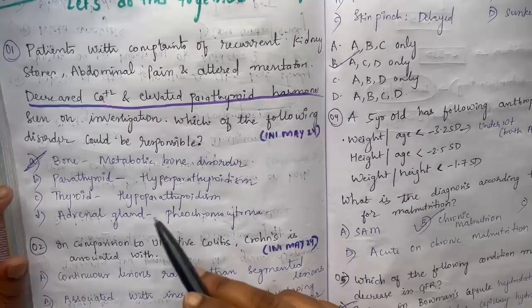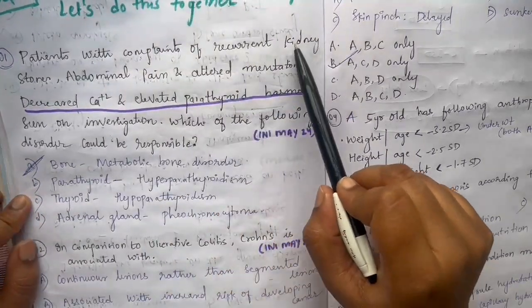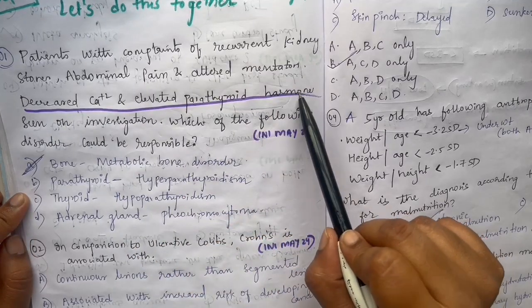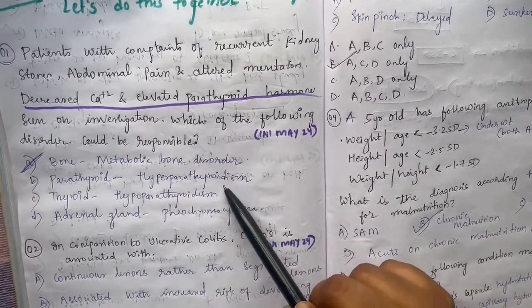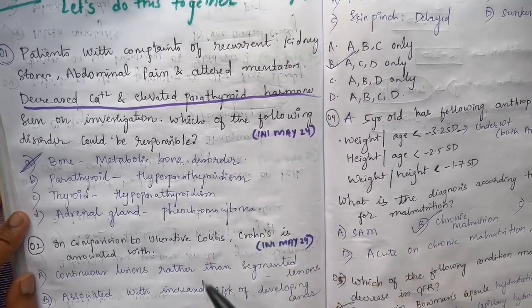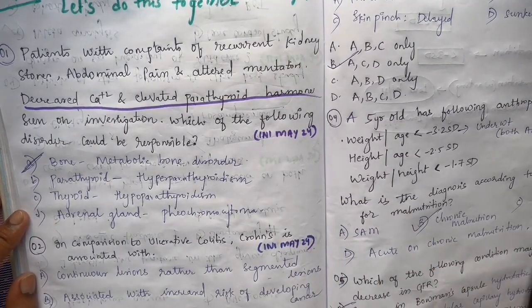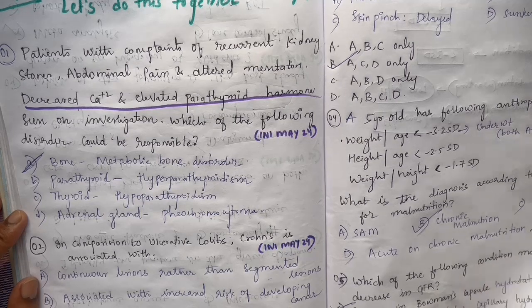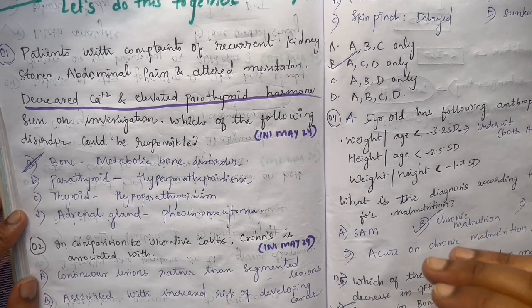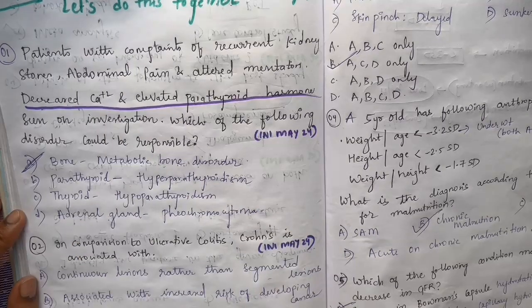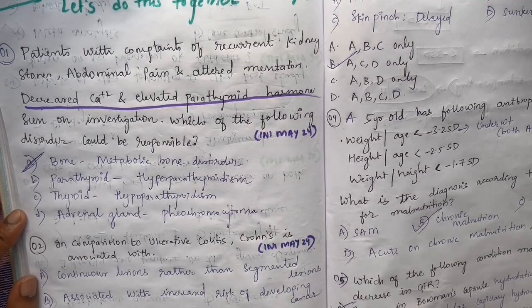So the first question here is: patient with complaints of recurrent kidney stones, abdominal pain and constipation, decreased calcium, elevated parathyroid hormone. So Grit answered this as B, hyperparathyroidism. Why do you think this is the correct answer? What do you think? Here this is not the correct answer, because in hyperparathyroidism there would be elevated PTH and also elevated calcium, but in the option he gave decreased calcium. So it can't be hyperparathyroidism.